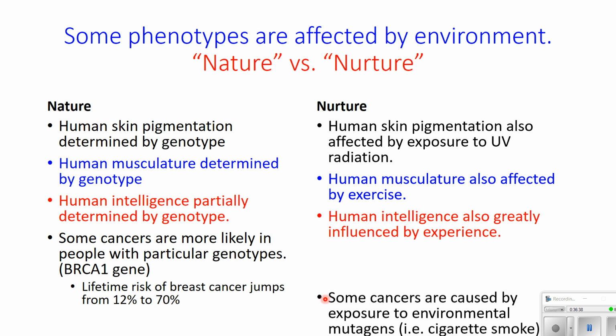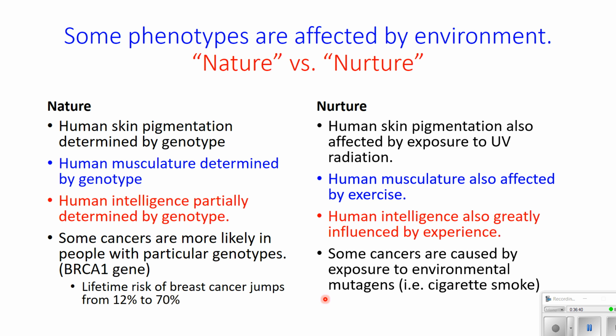But then there are other cancers that really are not very much linked to genetics at all, but rather are caused by environmental exposure to what we call mutagens, chemicals that alter our DNA. So cigarette smoke, for example. And many times cancer is both.